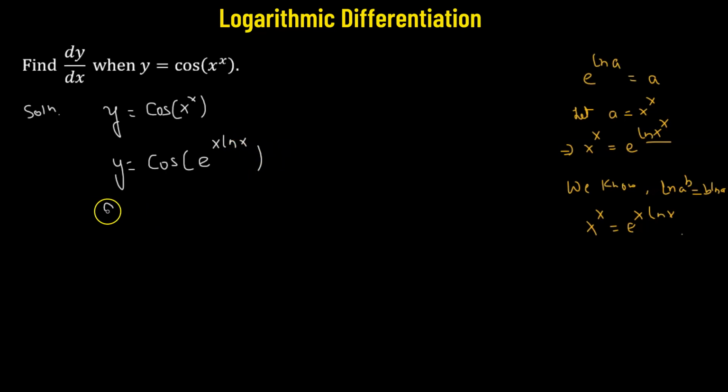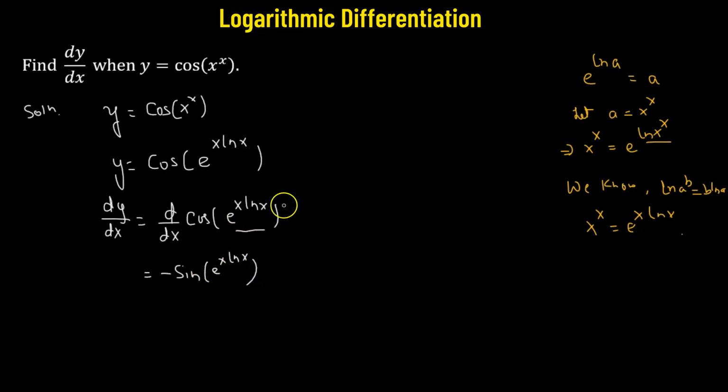Fine. Now what we'll do, we'll take the derivative on both sides with respect to x, such that we have the derivative of y with respect to x equals the derivative with respect to x of cosine of e raised to the power of x log x. Fine. The derivative of the cosine function is the negative sine function, so we have negative sine of e raised to the power of x log of x.